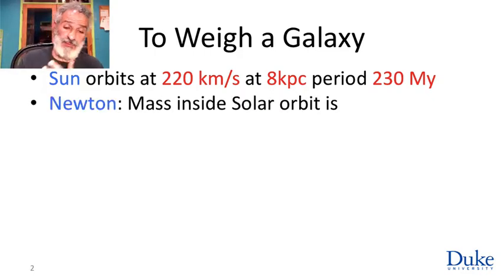And now we're back to Newton. We know exactly how to do this. We have an object that is orbiting. We know its period. We know the radius of its orbit. The sun's orbit is roughly circular. And so we can make a calculation.